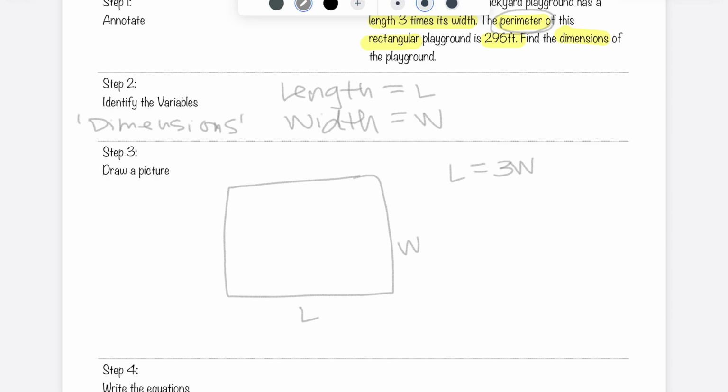I also need the formula for perimeter. Perimeter is 2 times the length plus 2 times the width. This is just a formula that I would have to look up if I didn't know it, but I know it off the top of my head. So you're looking for that word there. What are they asking you to find? And then you need the formula.